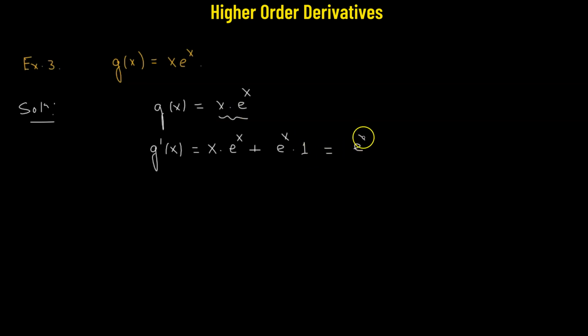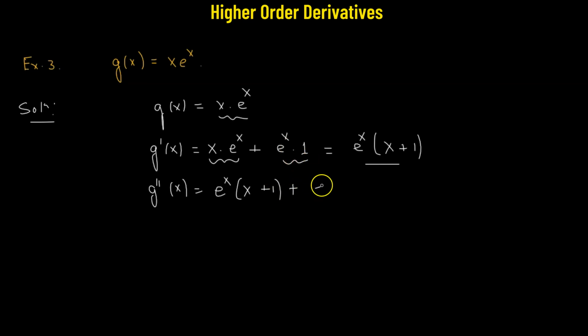So if we take e raised to the power of x as the common factor, we have x plus 1. Let's take the second derivative. So we have to take the second derivative of x times e raised to the power of x, which is actually the derivative of this particular value we have just found out. So it's e raised to the power of x times x plus 1, plus the second term. This is simply e raised to the power of x. So we'll get e raised to the power of x times x plus 2.